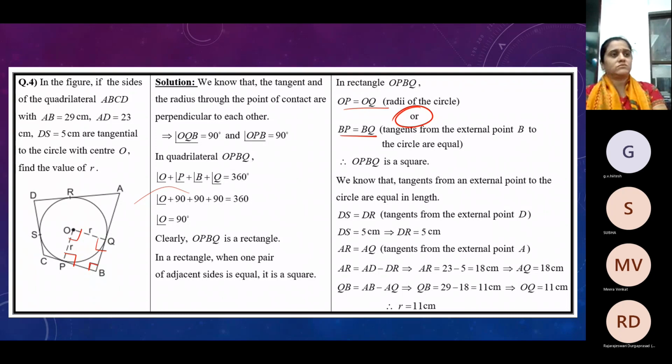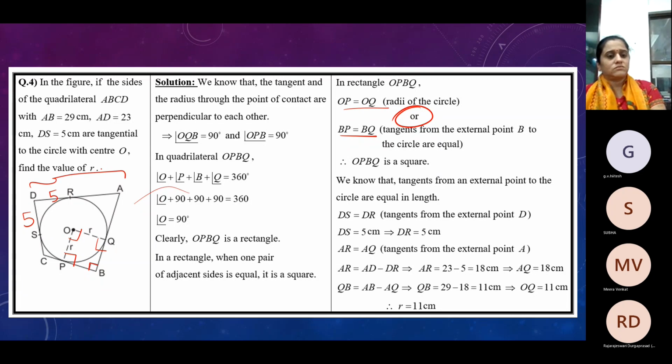That the quadrilateral becomes a square now. So then it is given that DS is equal to 5 centimeter, and by the theorem that tangents from the external point are equal, DS is equal to DR, and DX is equal to 5 centimeter, and we have been given the width of AB now.